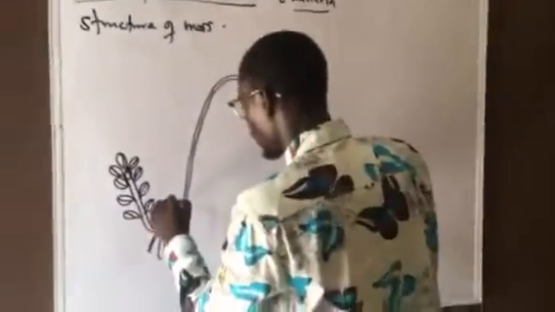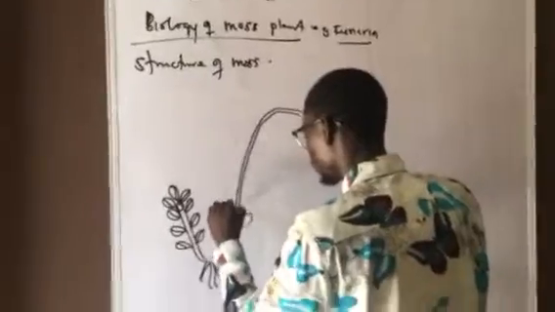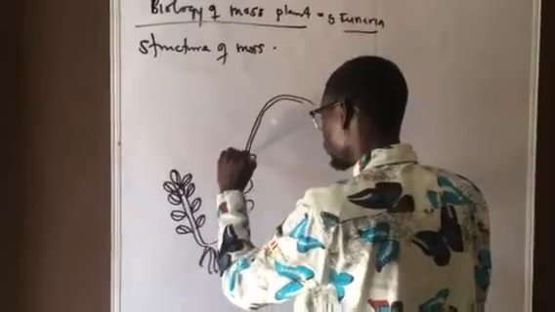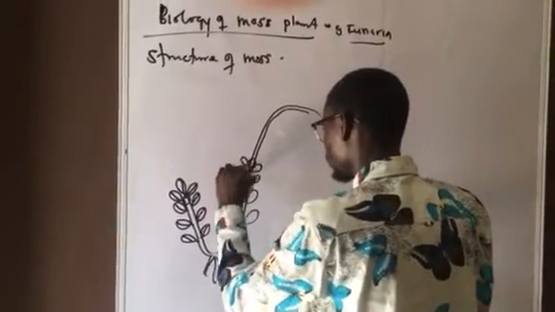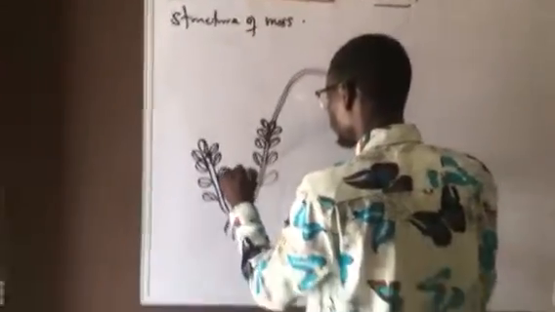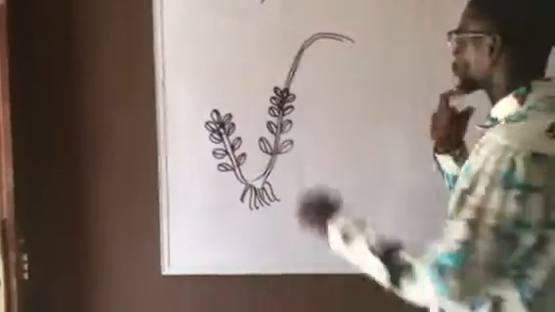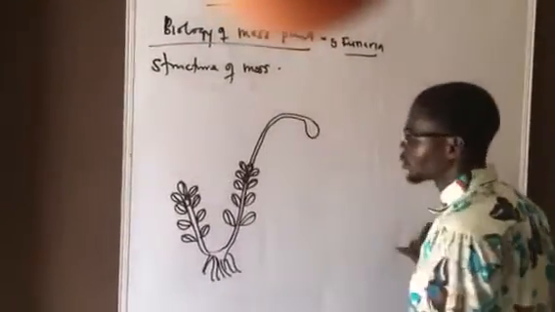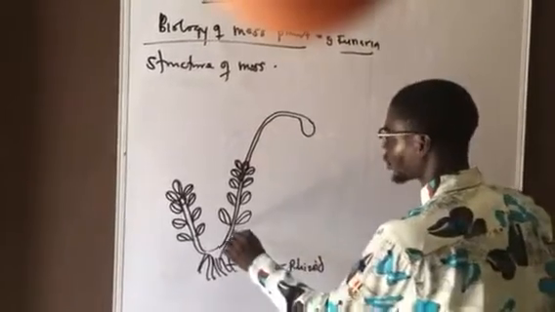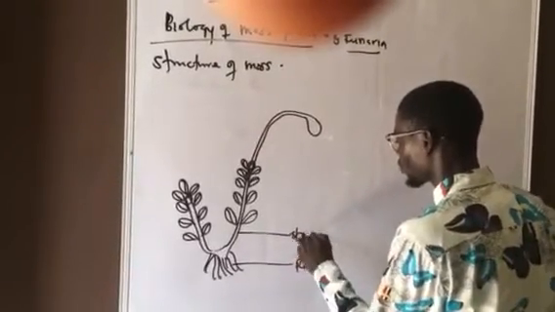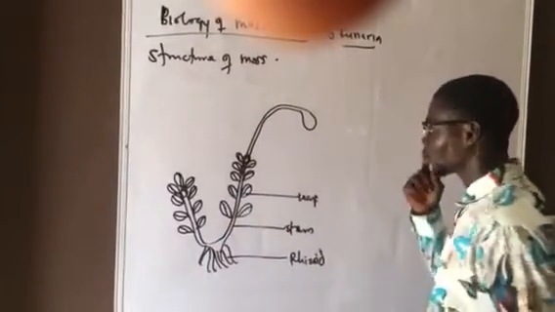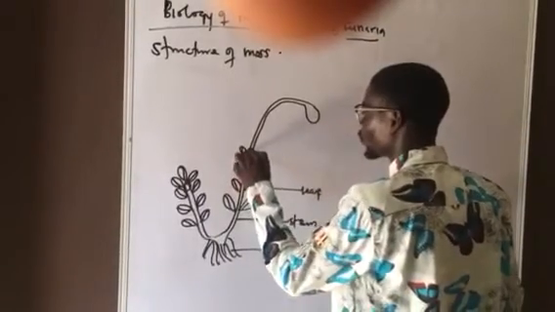So when we talk about the diagram of moss, this is the diagram of moss. We have the rhizoid for attachment or anchorage. We have the stem, the main stem. We have the leaves, the leaf-like structures. We have what we call the fruit here.